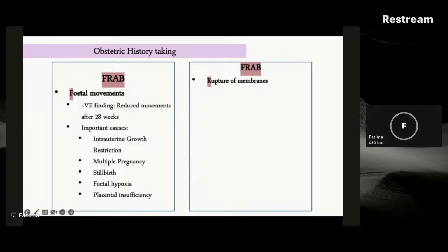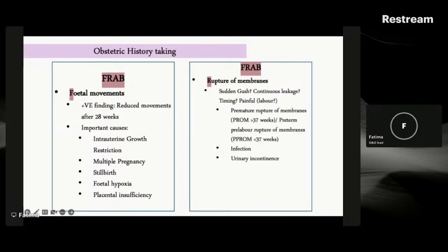After fetal movements, you'll ask about the rupture of membranes. So have you passed water or have you broken your membranes? Have you had a sudden gush of fluid? Was it continuous leakage? When did it happen? Was it painful? Are you in pain at the moment? If they have had a rupture of membranes, things that we're thinking about would be premature rupture of membranes, so PROM, which is if it's more than 37 weeks, or preterm pre-labor rupture of membranes, which is PPROM, which is less than 37 weeks. It could be an infection that's causing this. It could be urinary incontinence, so it might not be a rupture of the membranes.